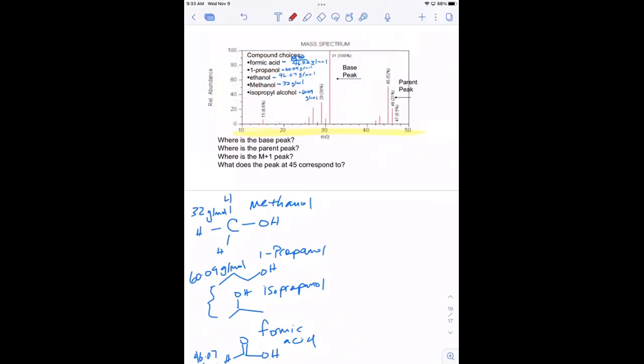Yeah, we can. Anybody not catch that? If the spectrum is from 0 to 50, if it was for methanol, it should be from 0 to 33 minimum, right? Because 32 is the mass and 33 would be the M+1, the mass +1. But it shouldn't be anything past that because the molecular weight is 32, if that makes sense.